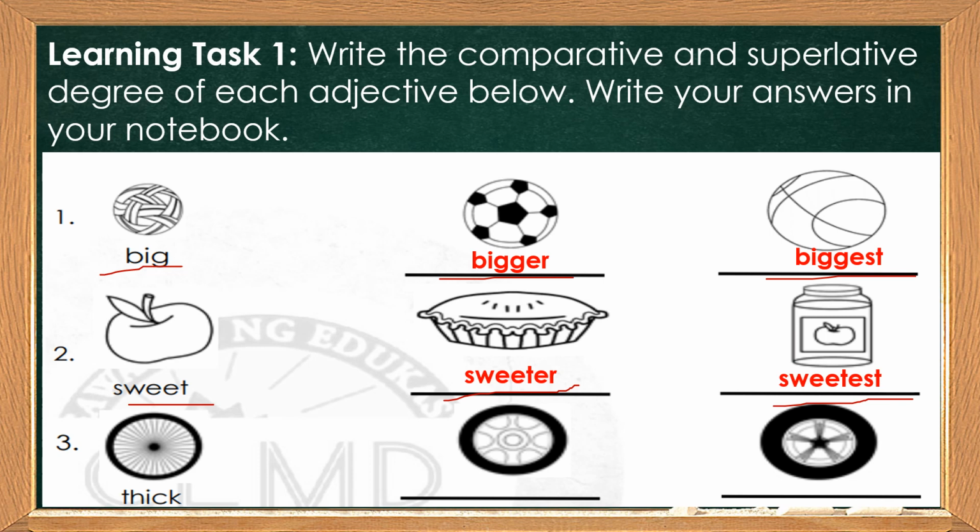And for the last one, we have the word thick. What is the comparative degree of thick? Very good. Thicker. And the superlative degree? Great. Thickest. Thick, thicker, thickest.